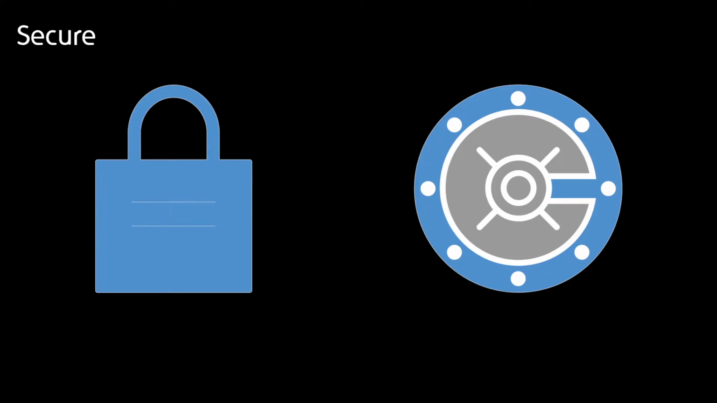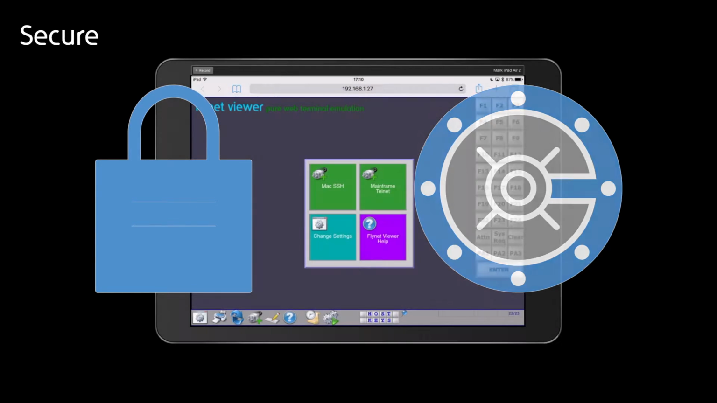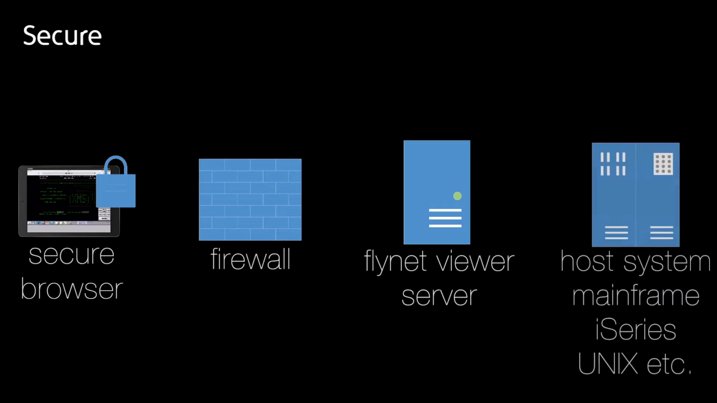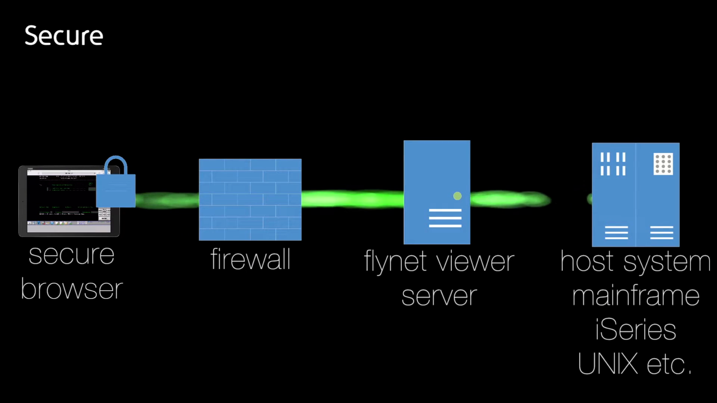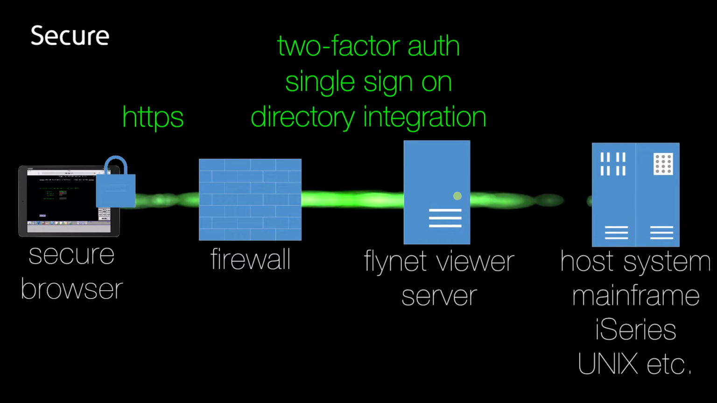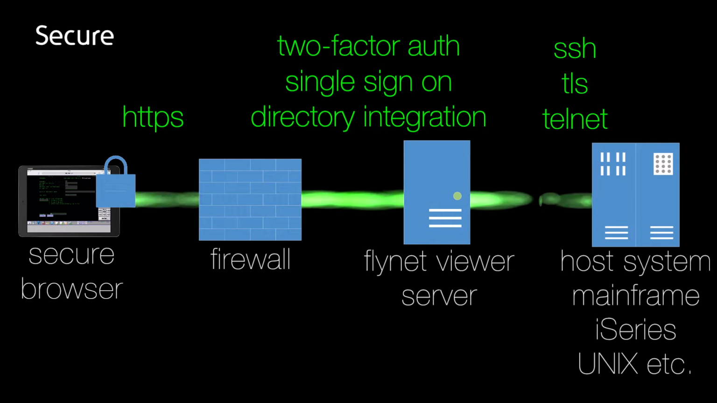Securing information systems is of ever-increasing importance. With Flynet Viewer, organisations sidestep all the security issues of plugins, allowing the browser to be more secure. The web standards conforming Flynet Viewer application can easily be protected behind a web application firewall. The data flow throughout the system can be encrypted and made secure. HTTPS can be used between the browser and Flynet Viewer server. Two-factor authentication, single sign-on and user directory integration are a few of the ways Flynet Viewer can help secure your solution. Communication between Flynet Viewer server and host systems can be encrypted using the latest SSL, TLS and SSH protocols.